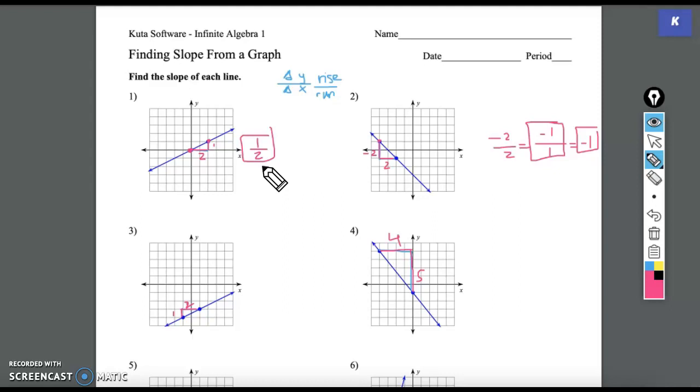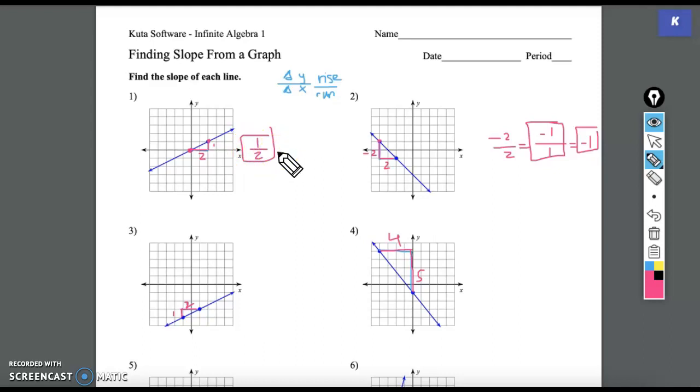Whenever we talk about slope, we have to have a fraction. It is rise over run. A decimal 0.5 right here would make no sense. 0.5 doesn't tell me that I'm going to go up 1 and over 2. Okay? 0.5 tells me nothing.